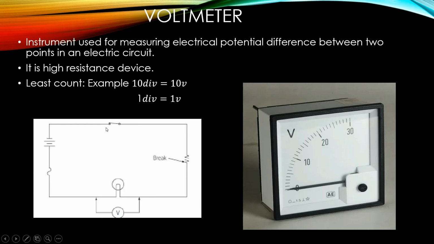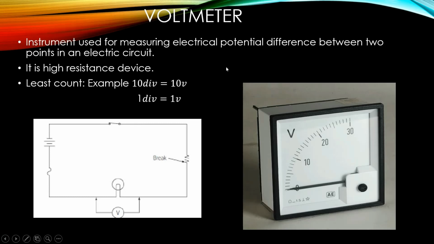So voltmeter is an instrument which is used to measure potential difference between two endpoints of a conductor. The least count of a voltmeter we can find; see in the figure, between 0 and 10 there are 10 divisions. So 10 divisions represent 10 volts. So 1 division will represent 1 volt. So the least count of the voltmeter is 1.